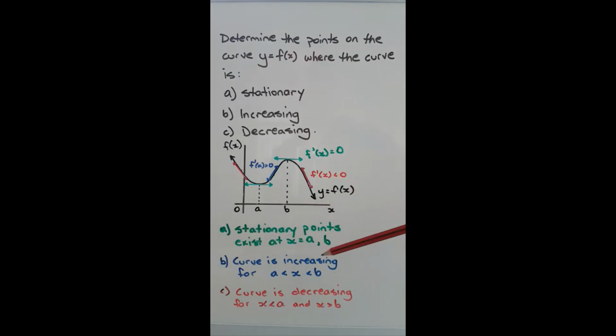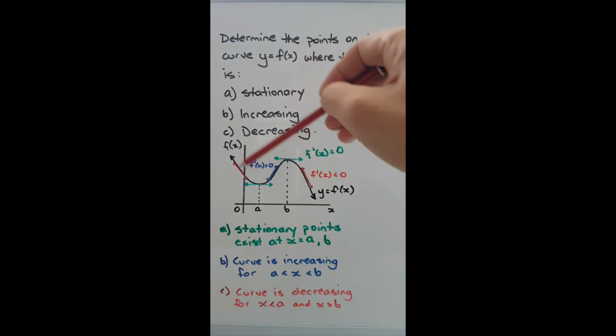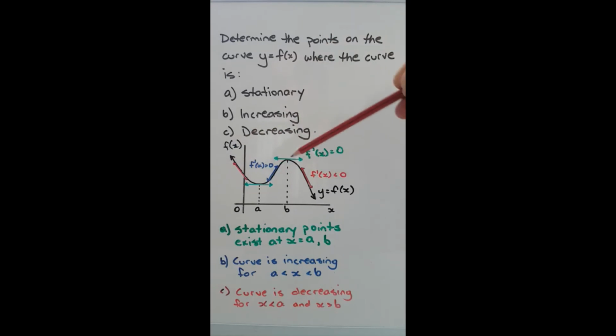Now, the curve is increasing for values of x between a and b. So if you look at this section here, the gradient of the tangent at any point in this section is positive. In other words, f dash of x is greater than 0. So the curve is increasing between these two values of x. And the curve is decreasing for values of x less than a and values of x greater than b. In other words, this section here and this section here, since the gradient of the tangent at any point in those two sections is negative. In other words, less than 0.